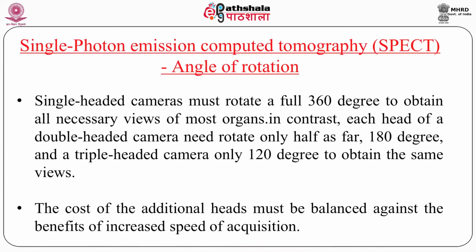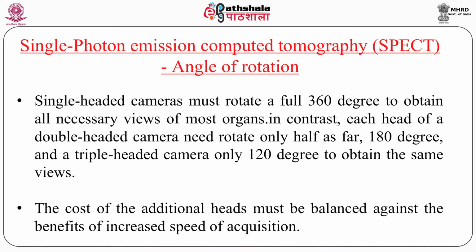Now comes SPECT, which is single photon emission computed tomography, and the angle of rotation. A single headed camera must rotate a full 360 degrees to obtain all necessary views of most organs. In contrast, each head of a double headed camera needs to rotate only half as far, 180 degrees, and a triple head camera only 120 degrees to obtain the same views.